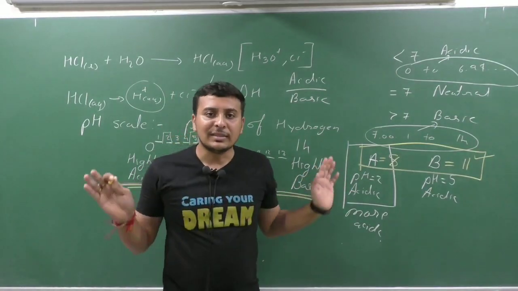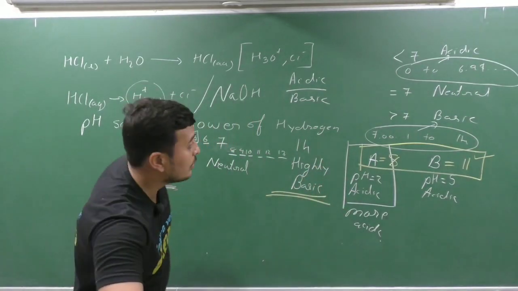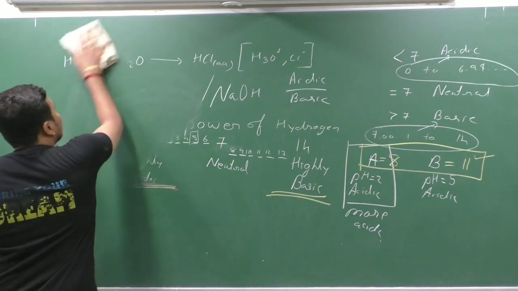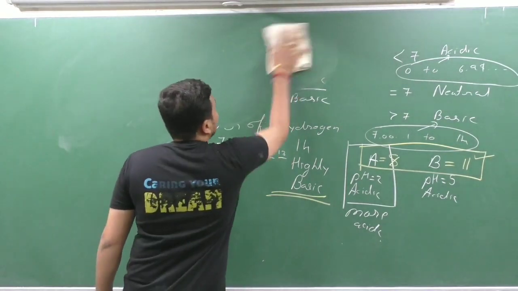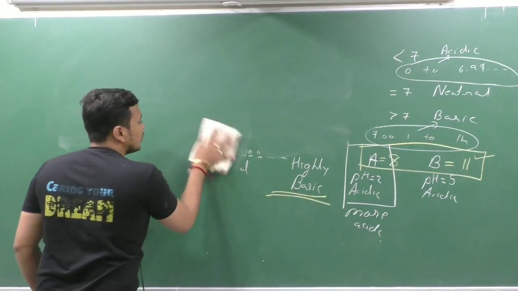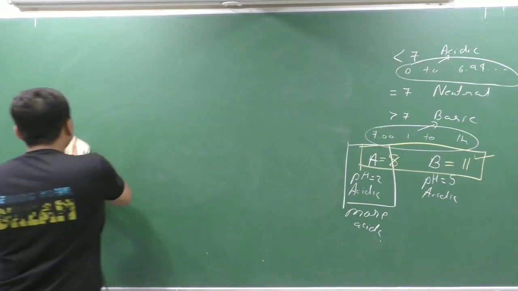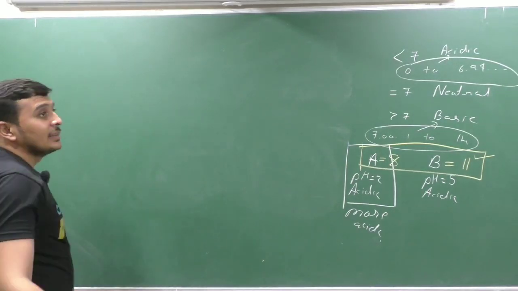So this is about the pH. pH is quite simple. pH is from 0 to 14. From where to where does the pH scale measure? The pH scale measures from 0 to 14. So there is an opposite scale such as pH.